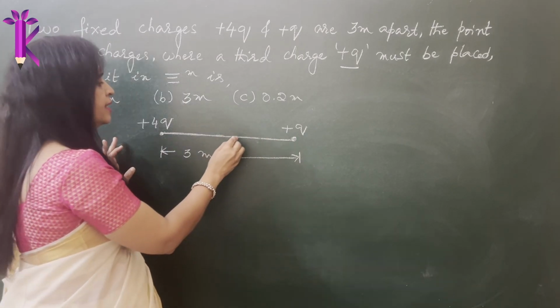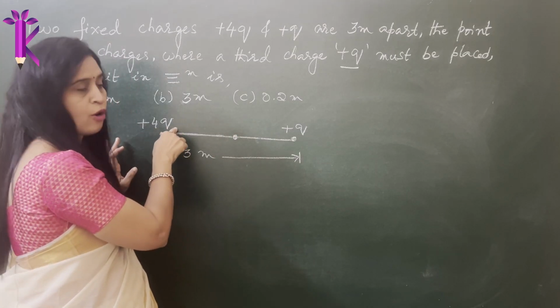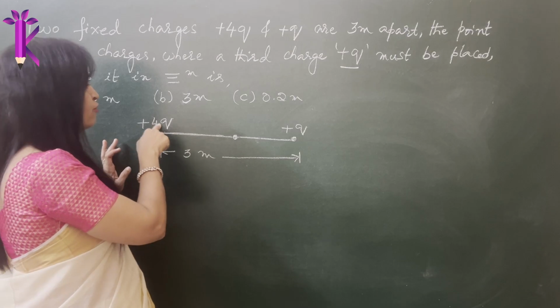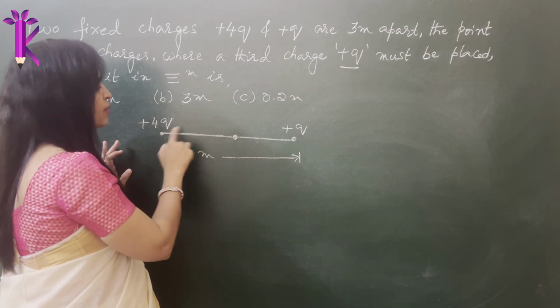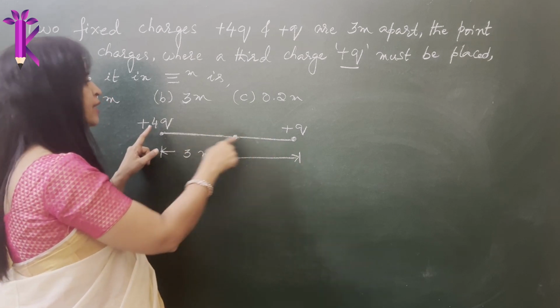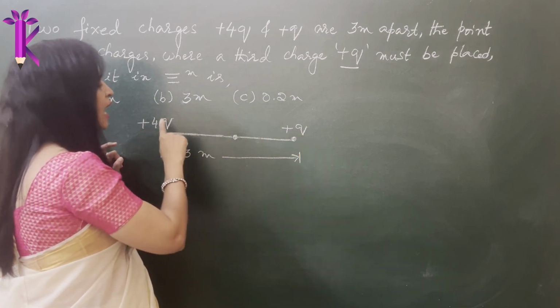So obviously the charge will be away from 4q, because the magnitude of the force exerted by 4q, since it has a greater amount of charge, 4 times greater than this charge, will push it away. It will not settle closer to it or at the midpoint. It would come to the midpoint if the magnitudes of the charges were equal, but these are unequal charges.